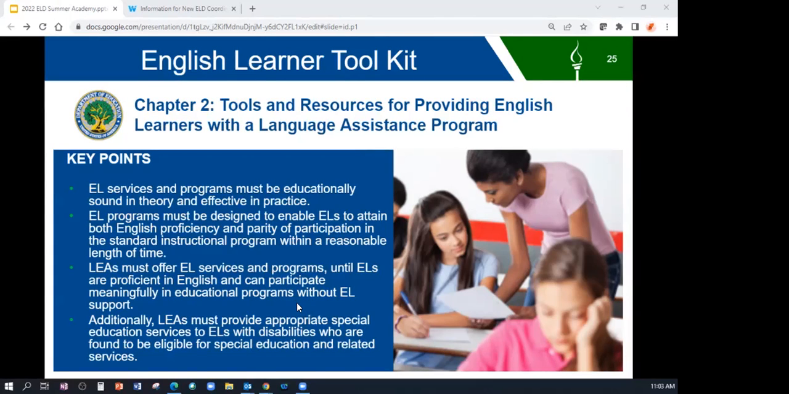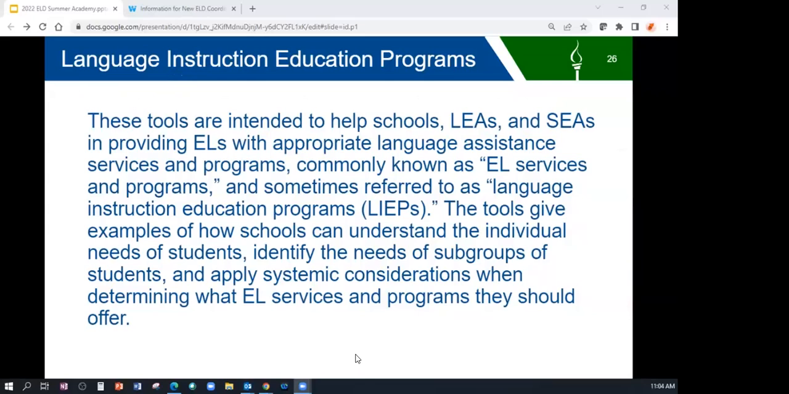And a lot of times when they get to a 3.0 or above, their needs change. They have missed things from when they were starting out in the program that we need to catch them up on. Even though they're kind of gaining the language, they still have things they've missed out on that we need to catch them up with. And then the last part of this one is talking about students with disabilities that we need to accommodate their needs as well. They're intended to help schools, the local education agency, our state, to make sure that we provide the students with the assistance that they need.